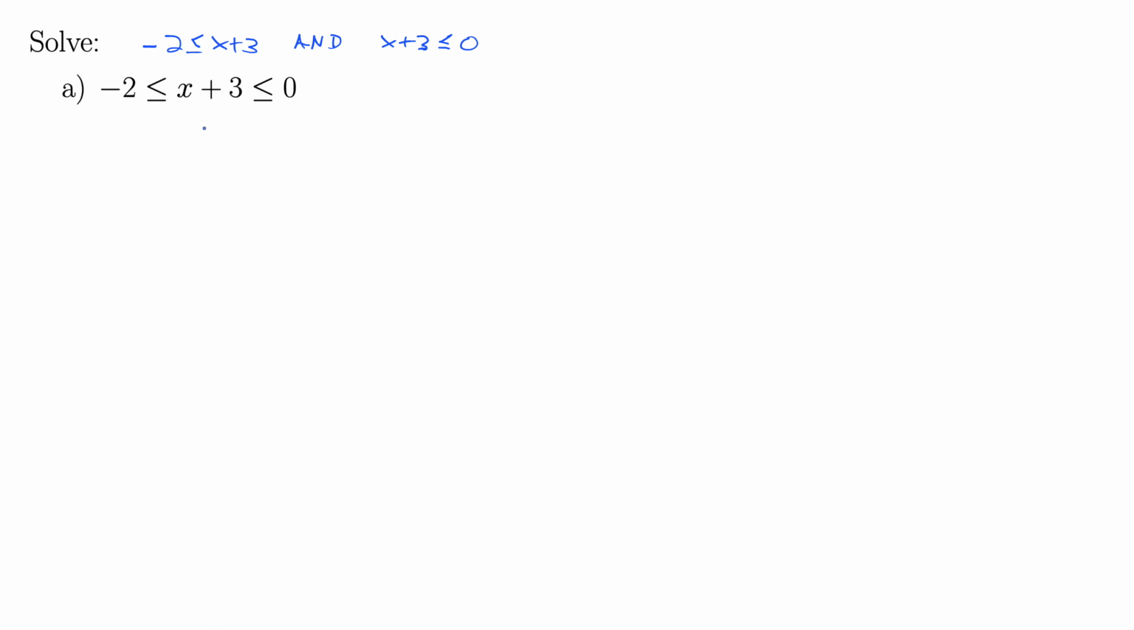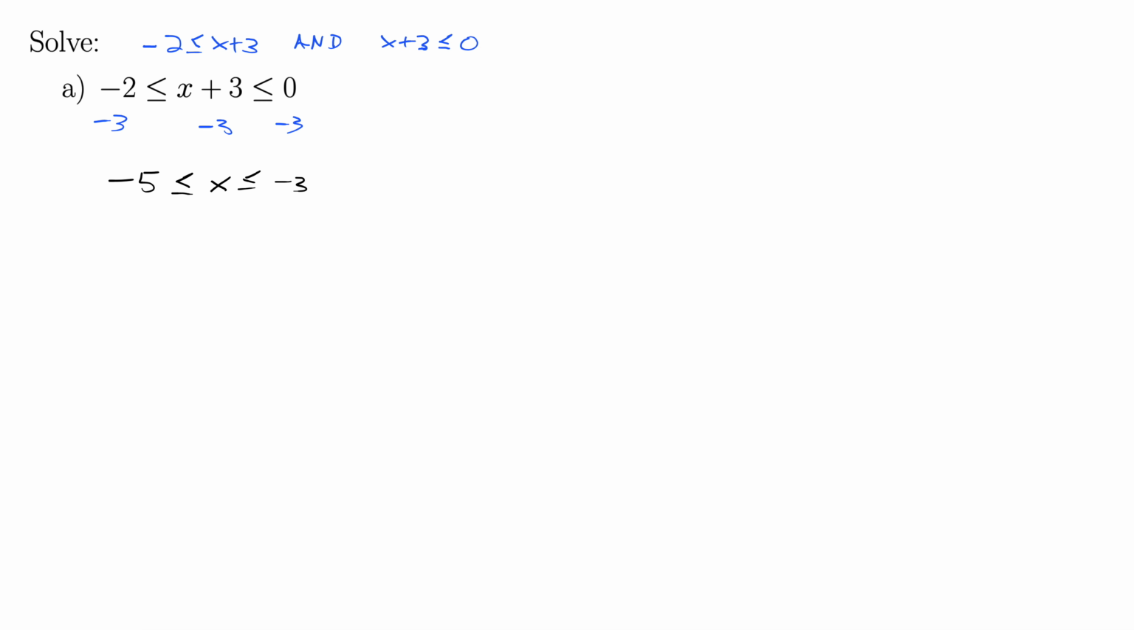So I'm going to subtract 3 from all three sides at once. Look at that. Okay, so that leaves us with negative 5 is less than or equal to x is less than or equal to negative 3. Okay, and that's our solution. We don't want to represent it in this form. We can do it in a graph notation or interval notation.